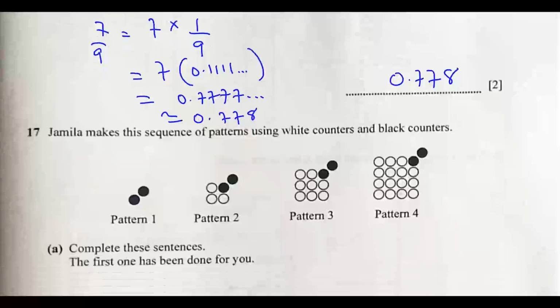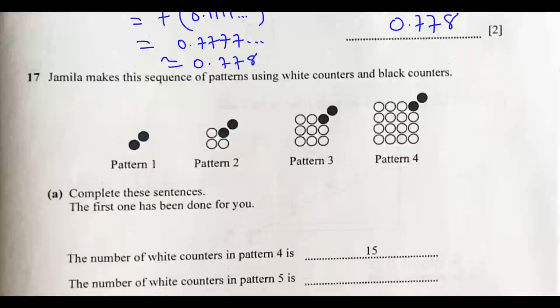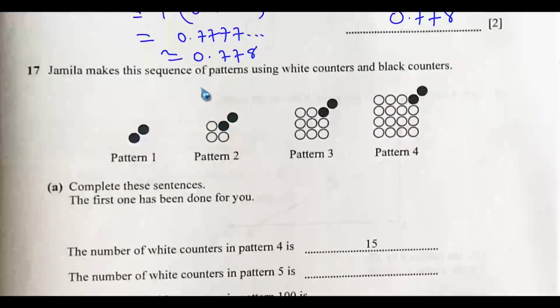Okay, so let's go to the last question in this part, the last question of part 2. That will be question 17. Jamila makes this sequence of patterns using white counters and black counters. This is the first pattern. This is the second, third, and fourth patterns respectively. Complete these sentences. The first one has been done for you.